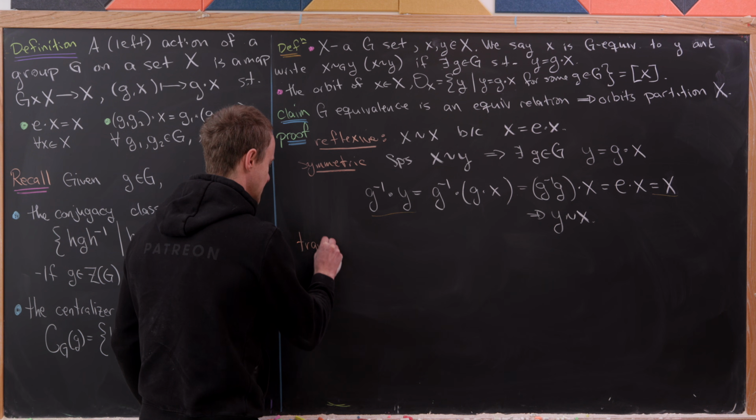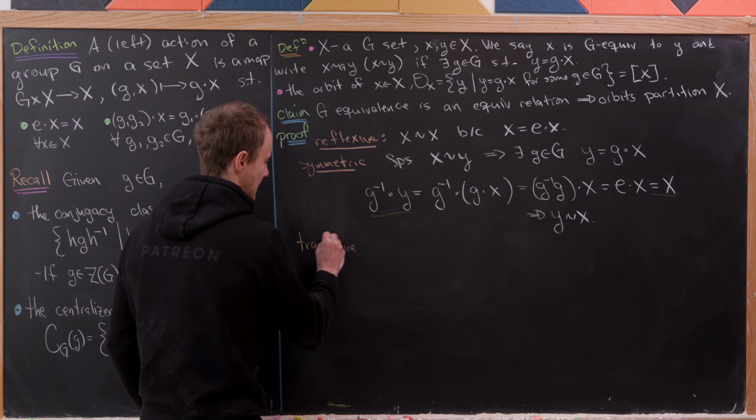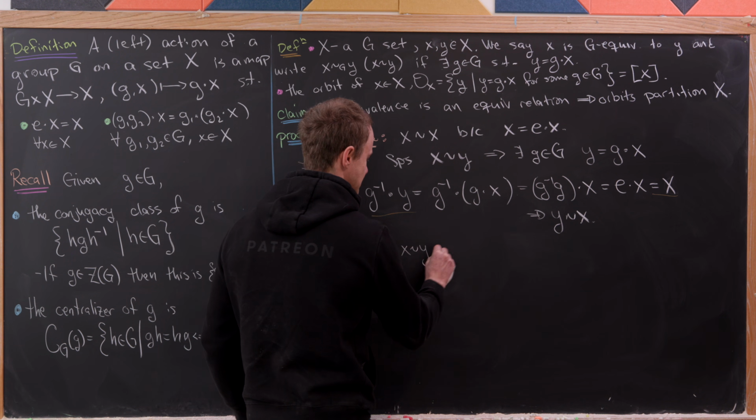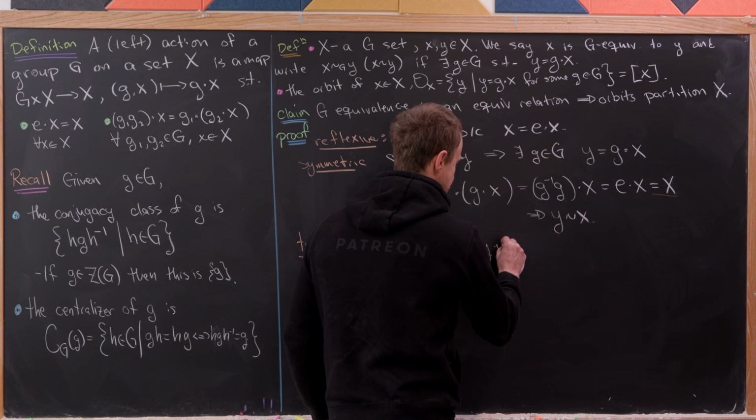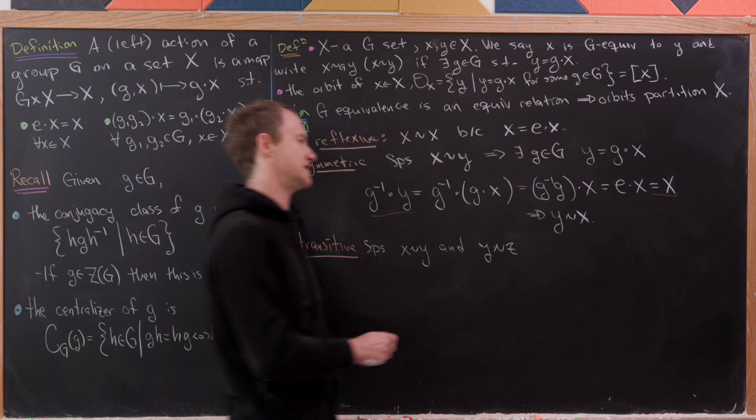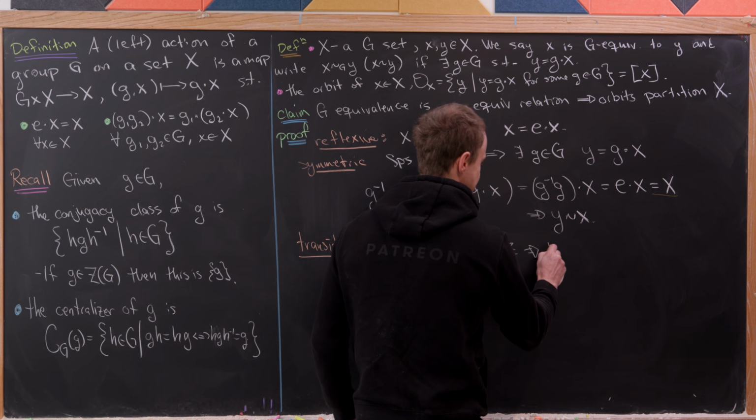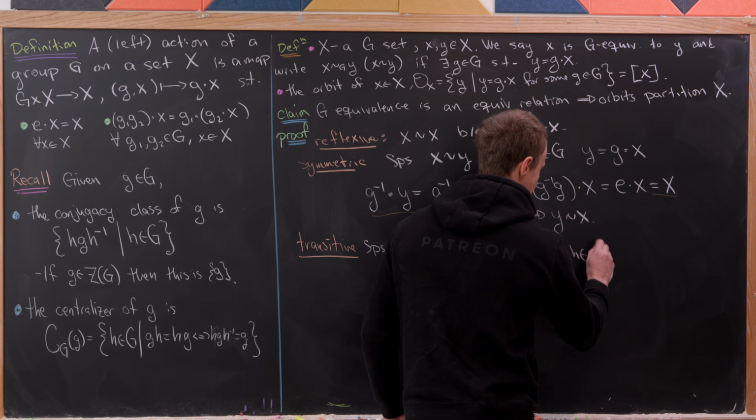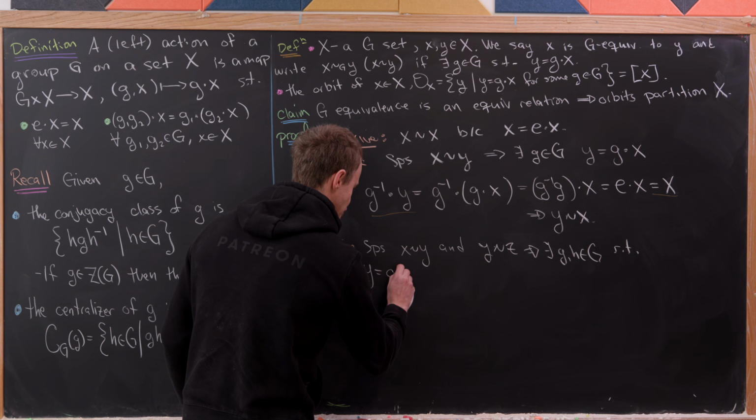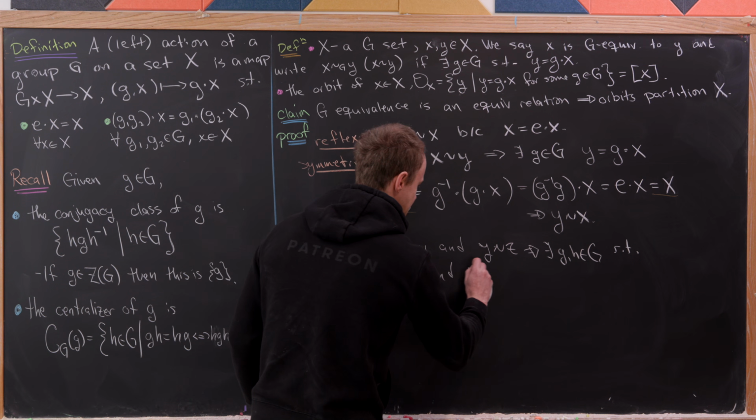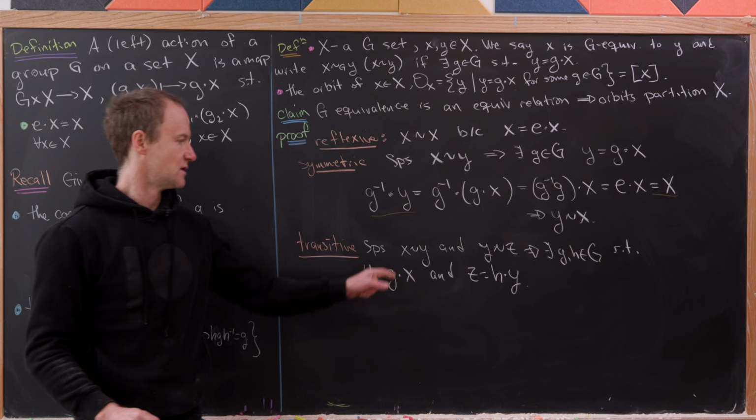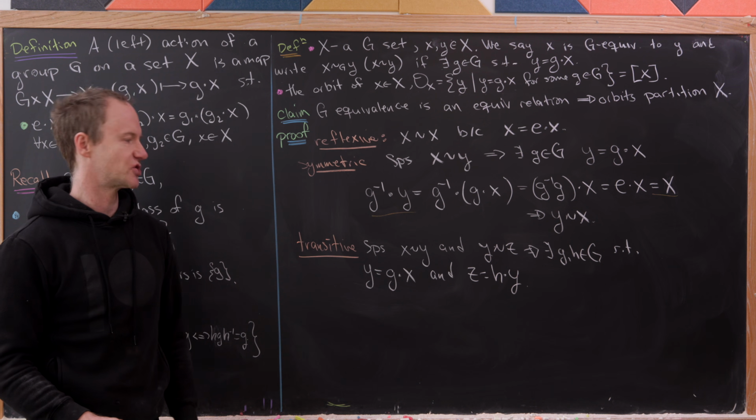Now let's show that this thing is transitive. In order to do that, we'll suppose that x is equivalent to y and y is equivalent to z, and we'll hopefully be able to show that x is equivalent to z. But notice this means that there exists a g and an h inside of G such that we have y is equal to g dot x and z is equal to h dot y. So that's just rewriting those equivalences here using our definition.